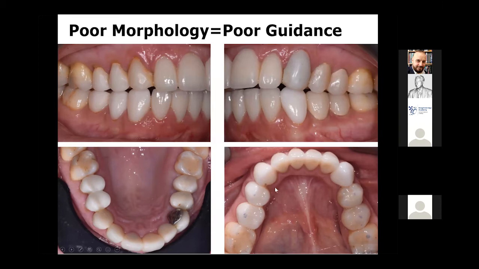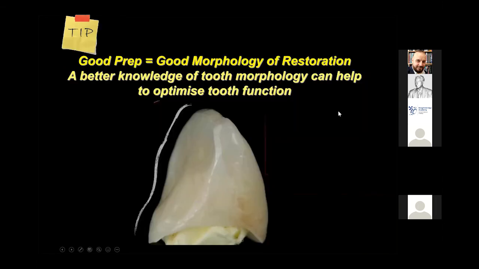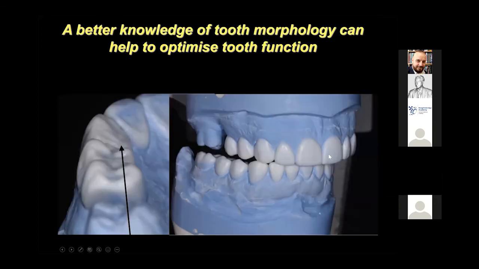So most of these restorations will be replaced not only for aesthetic reasons because they're not good, but sometimes they're aesthetically acceptable, as I said, but functionally they're not. So you have to look after this area when you do the palatal preparation of the canine, of course. So good prep, good morphology of restoration, better knowledge of tooth morphology can help to optimize that. So that case actually needed to be redone with a new wax up.